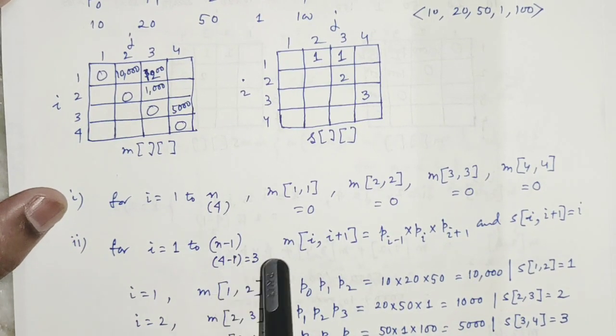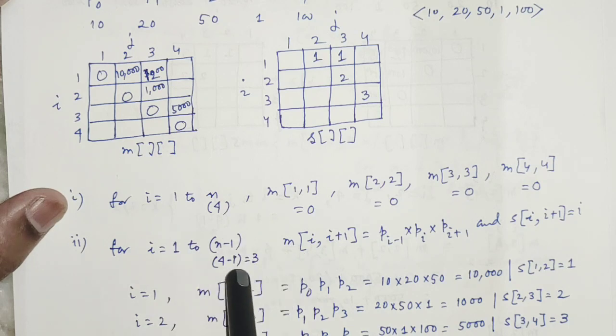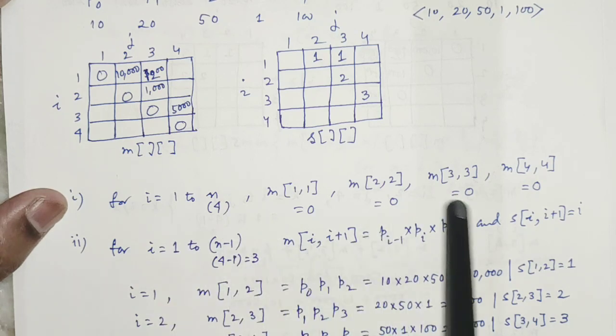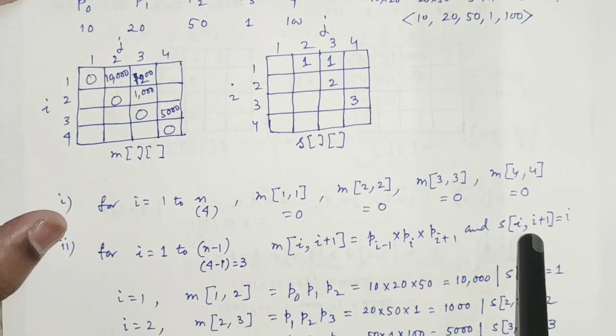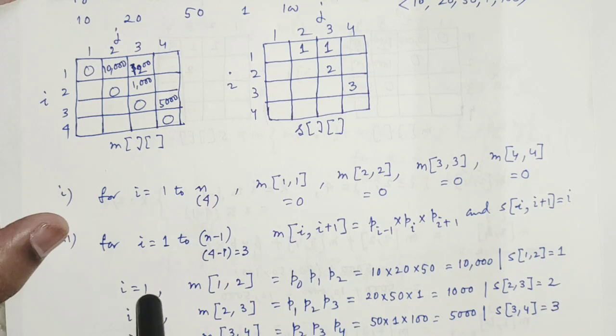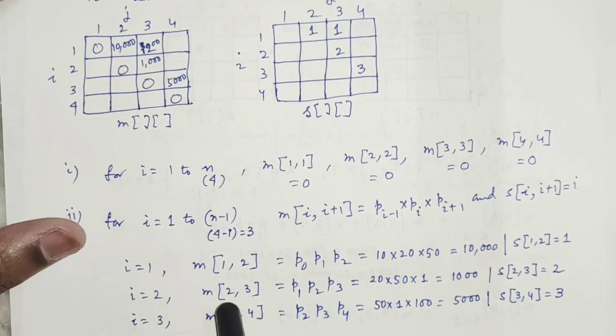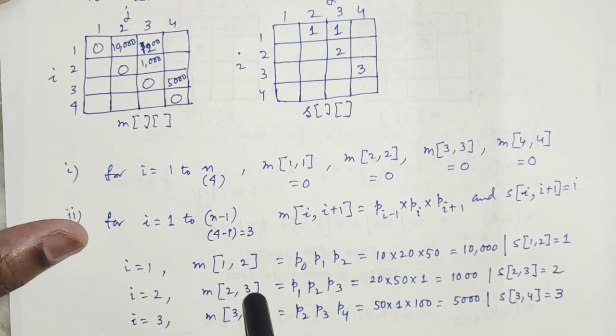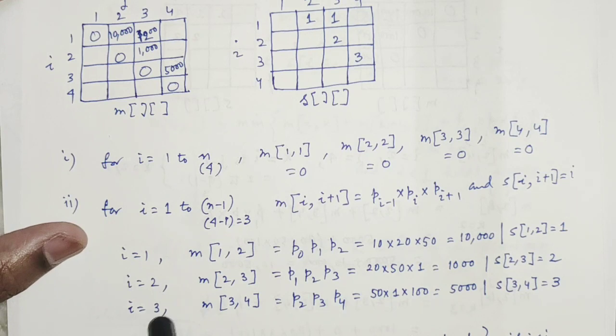Because i equals 1 up to n minus 1 is the second formula. In that case, for this combination I have m of i comma i plus 1 equals this formula, and s of i comma i plus 1 will receive that i value. So when i equals 1, it will be m of 1 comma 2. When i equals 2, it will be m of 2 comma 3. When i equals 3, it will be m of 3 comma 4.